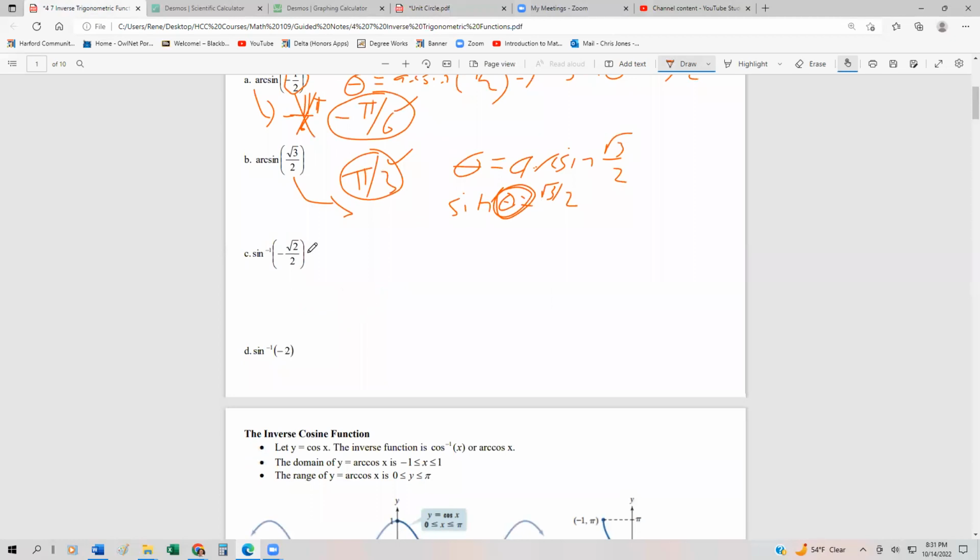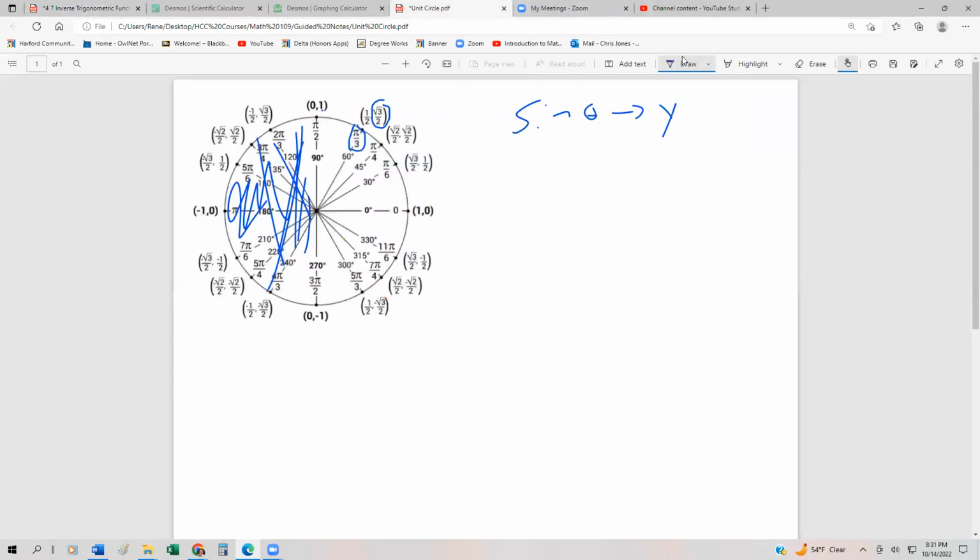So now we have the sine inverse of negative root 2 over 2, right? And so we look in our unit circle, and we're looking for negative root 2 over 2. And so if we look at it, eventually we'll run into this y coordinate, okay? And it's not going to be 7 pi fourths, it's going to be the coterminal angle, and that would be negative pi fourths, all right?